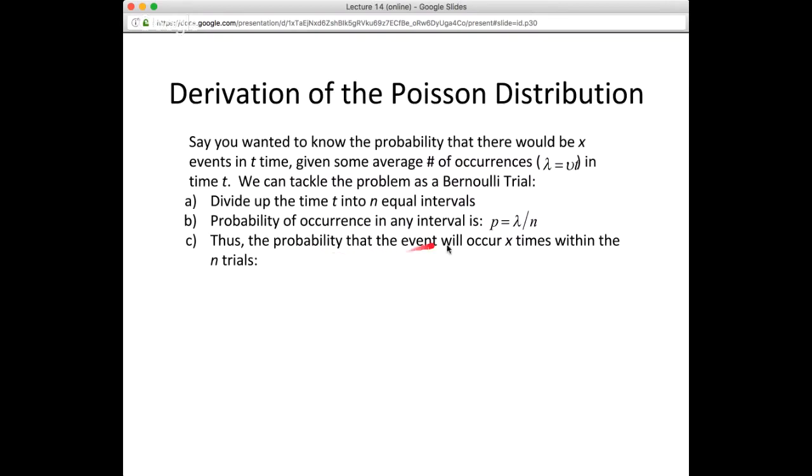And then, of course, the probability that the event will occur x times within the n trials can be calculated from the binomial PMF. So we're looking at the probability that our random variable, which we called X previously, equals little x in n trials. That is just the binomial coefficient, n choose x, times the probability of an occurrence, which is lambda over n, as we already established, raised to the x, times the probability of a non-occurrence, 1 minus that probability of occurrence, raised to the rest of the trials, n minus x.